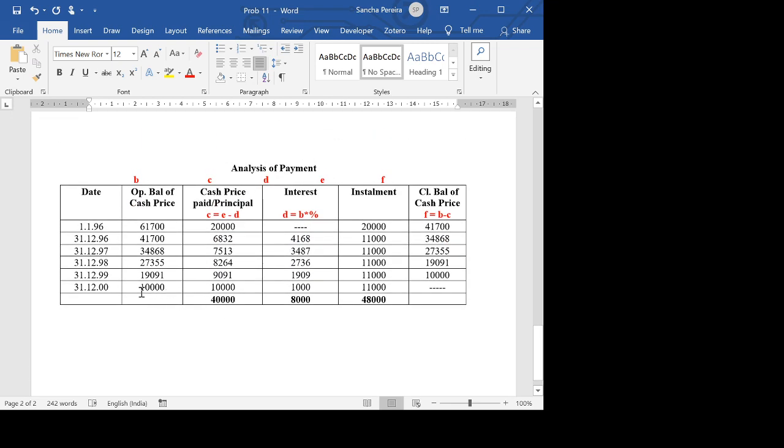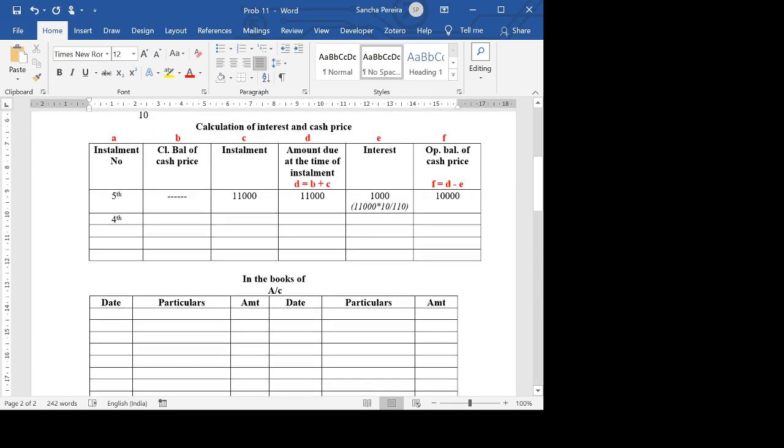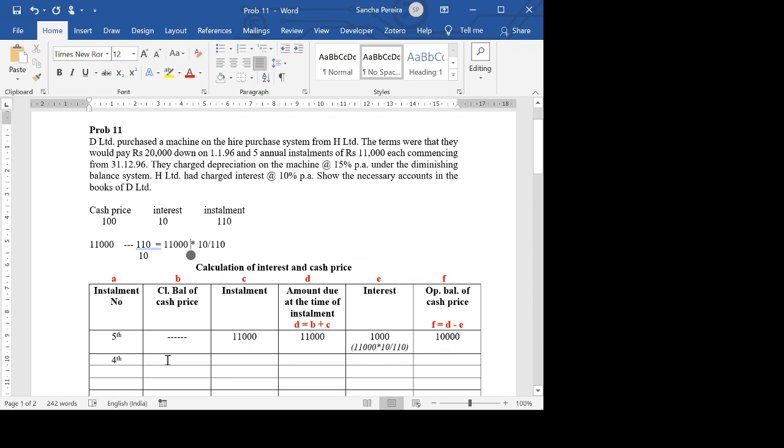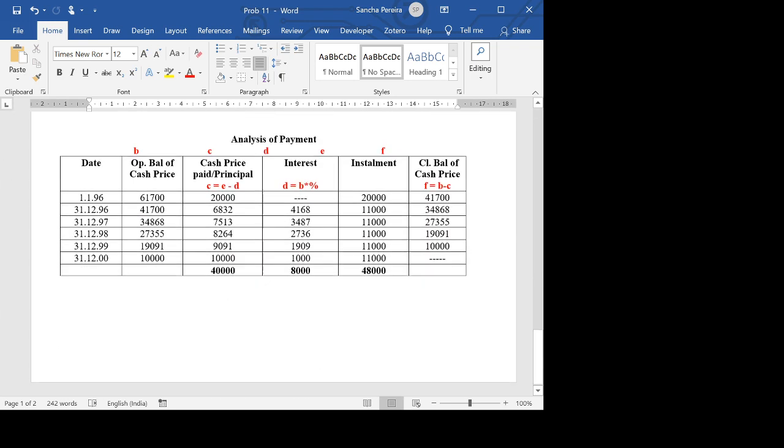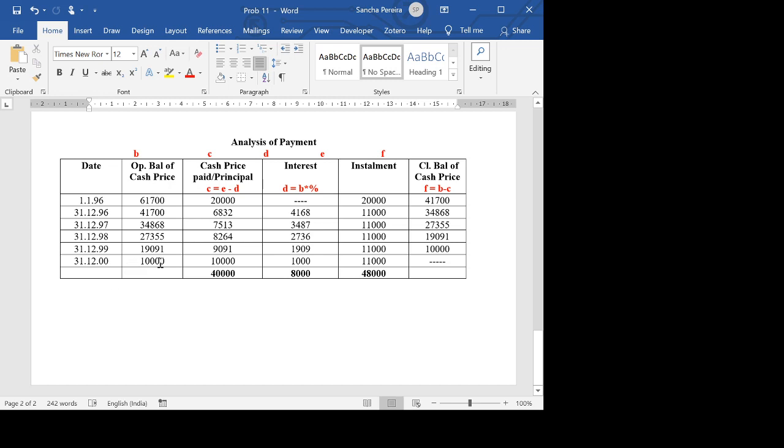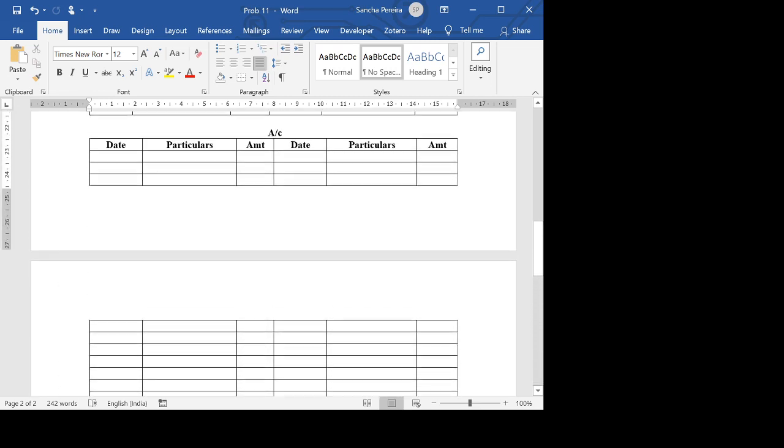Your opening balance is basically the closing balance of the previous year. Opening balance of the fifth year is the closing balance of the fourth year, correct? What am I asking you for? The closing balance of the fourth year will be the opening balance of the fifth year. Just the opposite. We're just doing the opposite. Here it's the same figure.